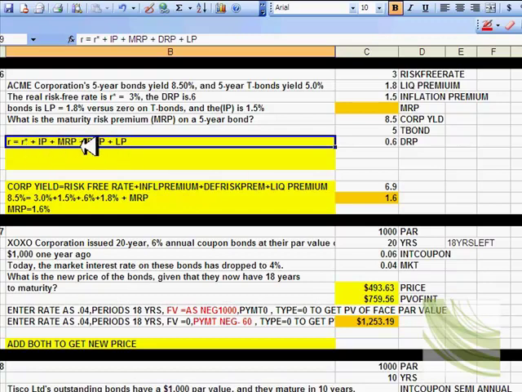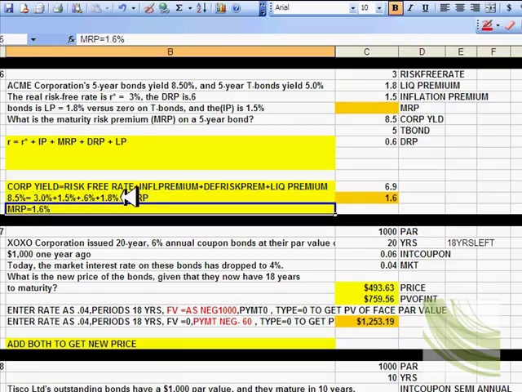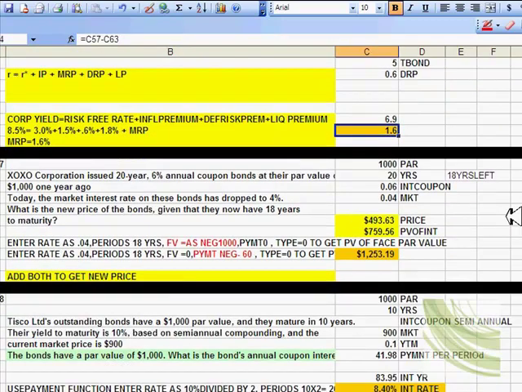So we're simply plugging in all these numbers that we know. We know the corporate yield, this is the required rate, which is 8.5%. So corporate yield 8.5% equals 3% of risk-free plus the inflation premium of 1.5, default risk premium of 0.6, 1.8 of the liquidity premium plus the MRP. So this is what you're solving for. When you add all of these and deduct it, you come up with 1.6. So that's how you calculate that one.